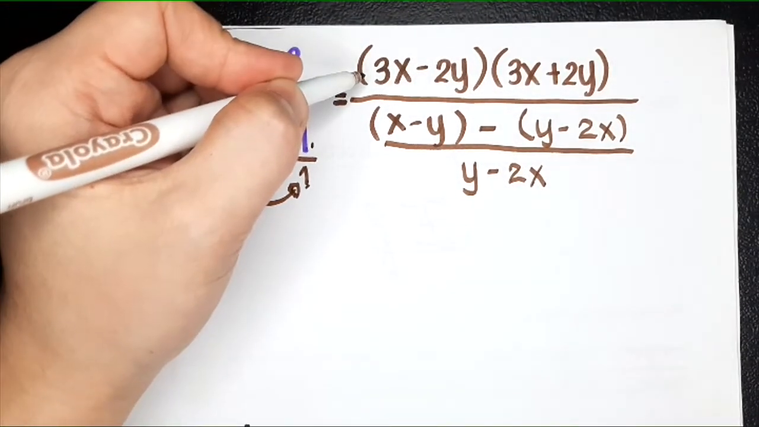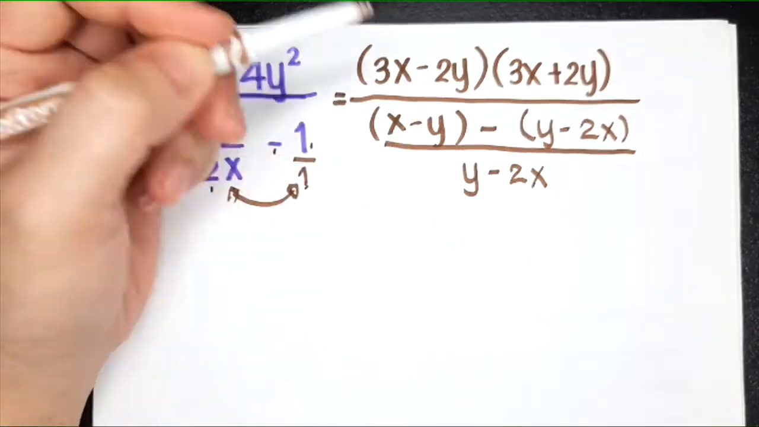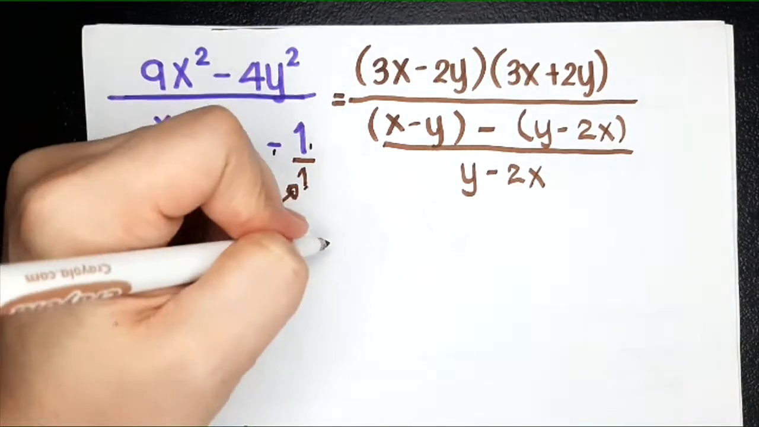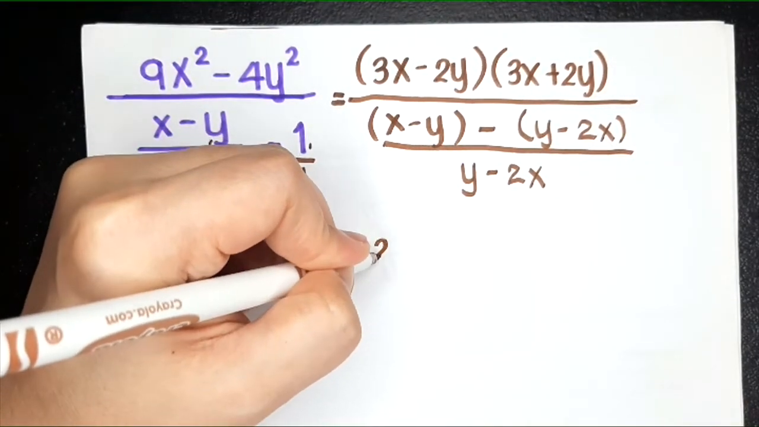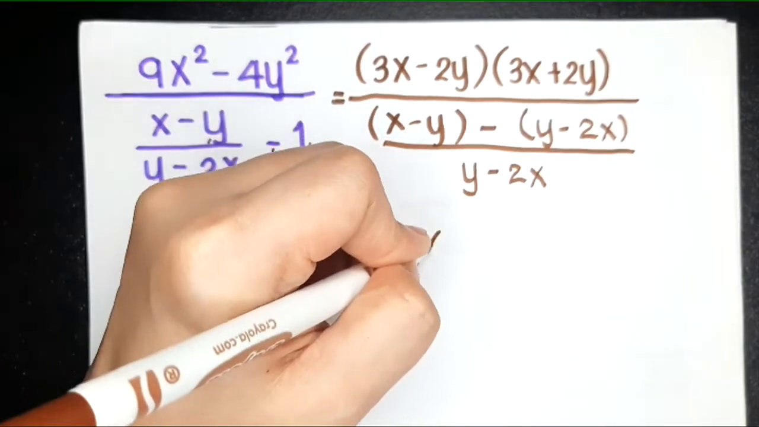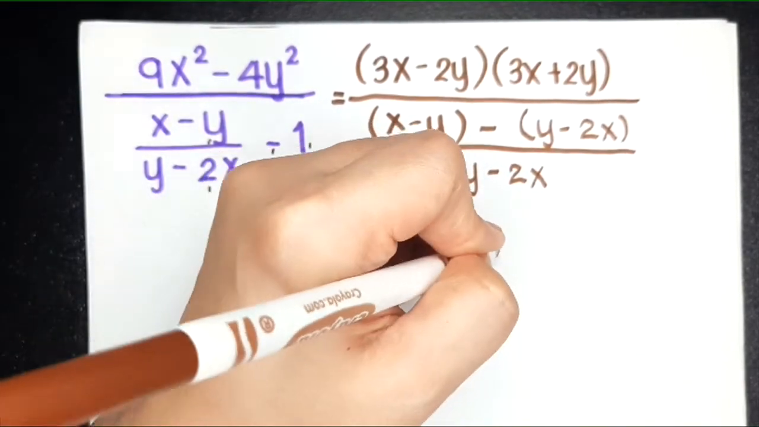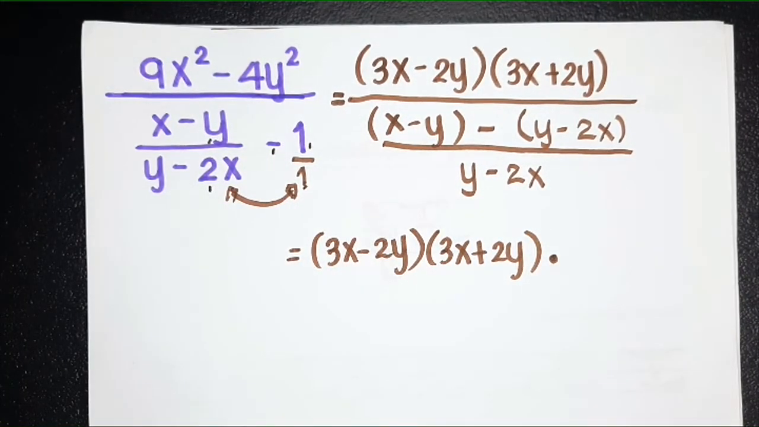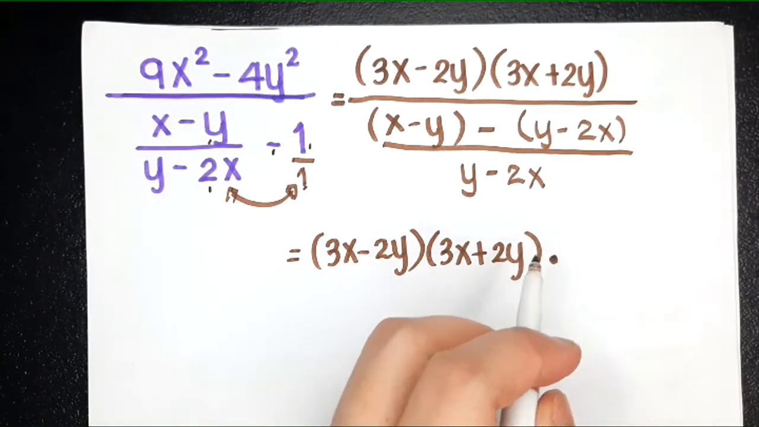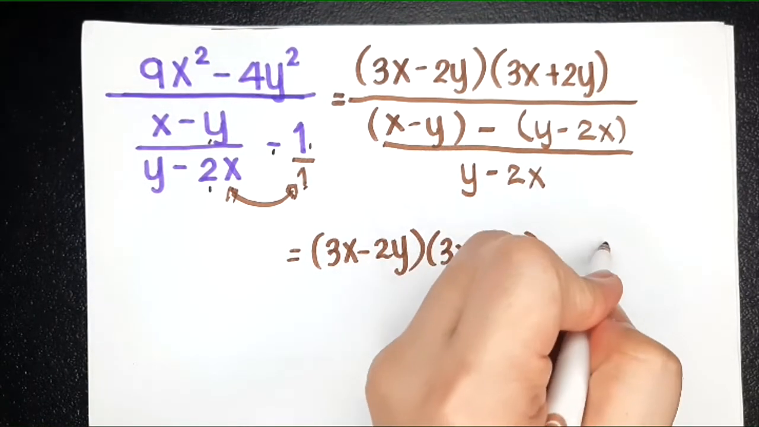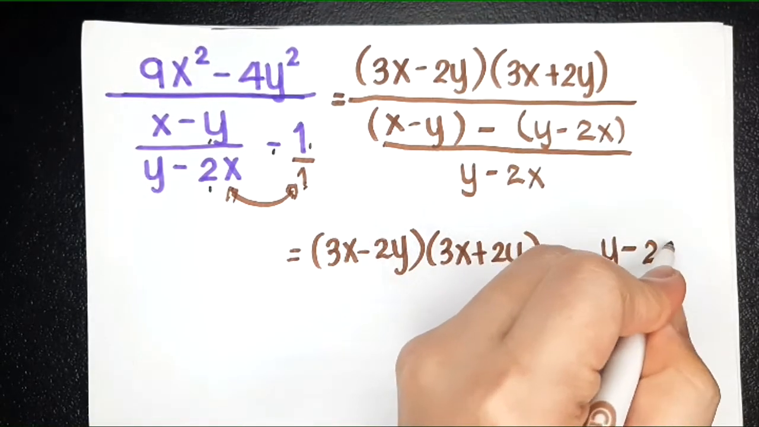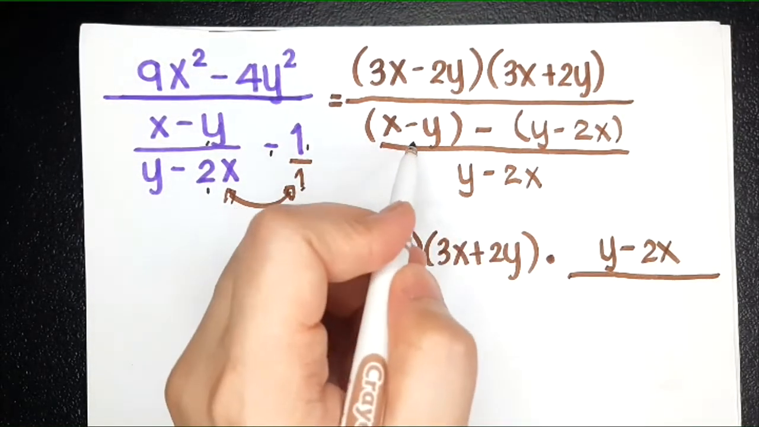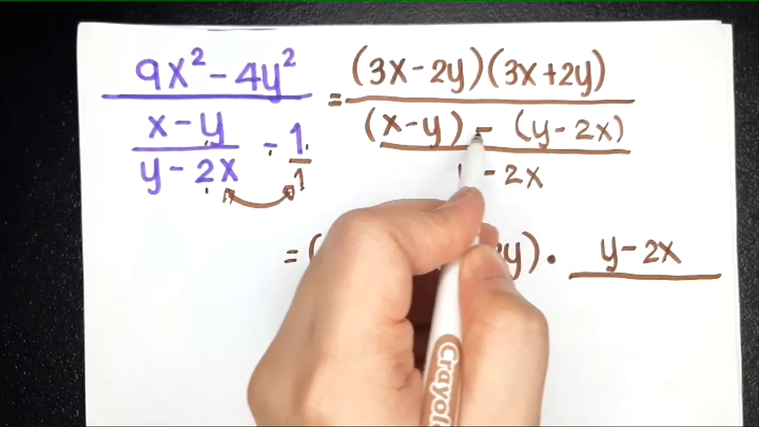Okay, so what do we do next? You copy the numerator and then multiply by the reciprocal of the denominator. Let's do that. So, let me write. Let me copy 3x minus 2y times 3x plus 2y. Okay? Multiplied by the reciprocal of the denominator. So, yung denominator, I'll have what? y minus 2x over, let's try to simplify this expression.